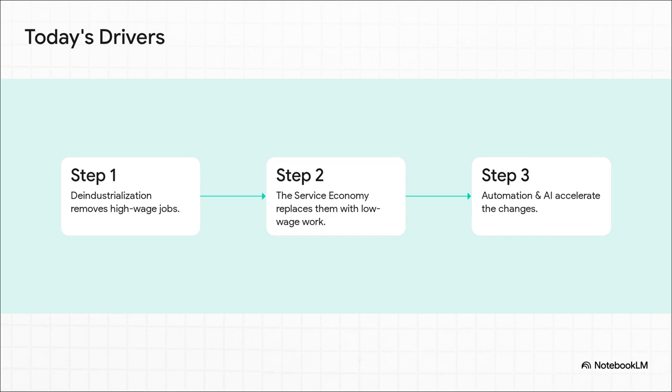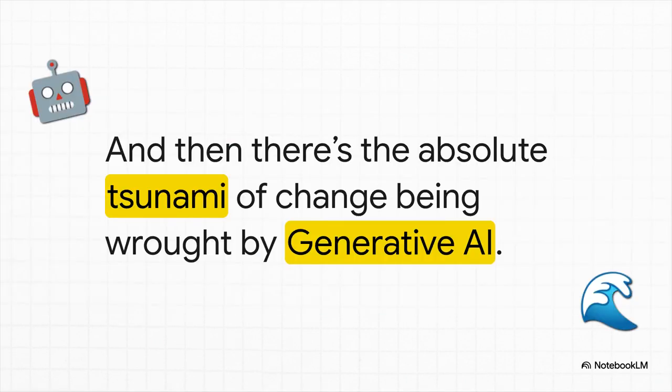So what's driving this new upward swing? Well, it's kind of this perfect storm of three huge forces. First, you've got the loss of those good industrial jobs. Second, they're replaced by less secure service work. And third, a brand new and incredibly powerful force is now in the mix. As if that wasn't enough, then you have what the source calls an absolute tsunami of change coming from automation and especially generative AI. I mean, from robots on the factory floor to AI writing code, this technology is shaking up the job market in ways we are just barely starting to comprehend.